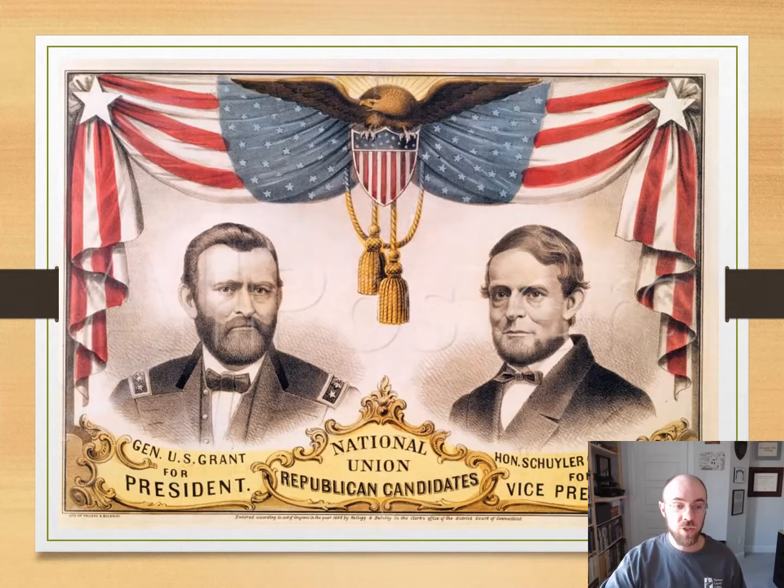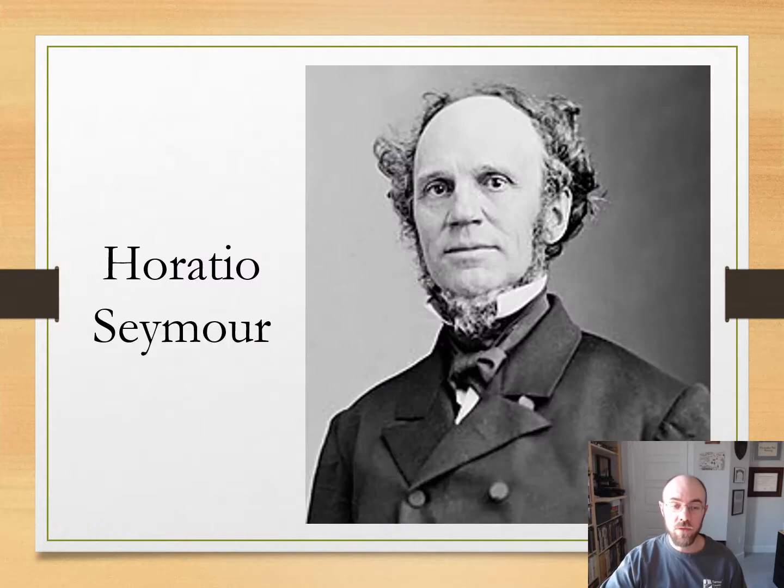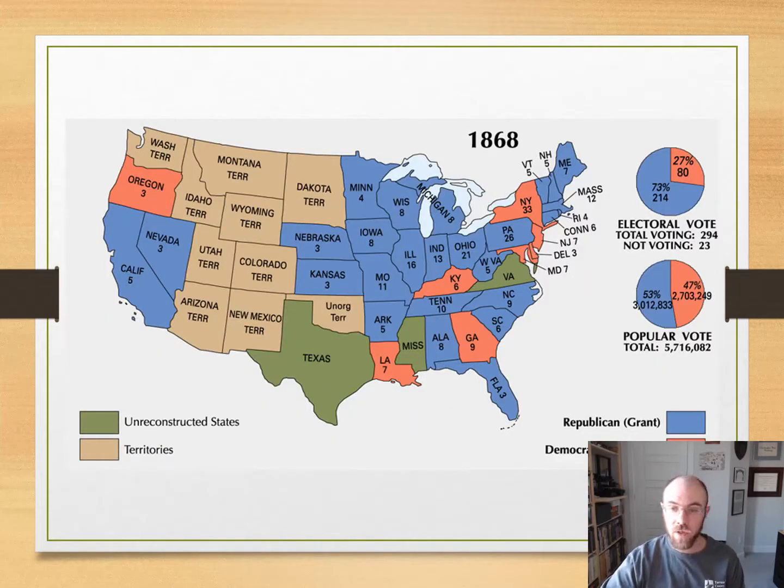So it's Ulysses S. Grant, the Civil War general, going up against Horatio Seymour. And Grant, the Republican, will win in 1868 against Seymour. So you see it's pretty heavily in favor of Grant. 73% of the electoral vote, 53% of the popular vote, so a solid margin of victory.